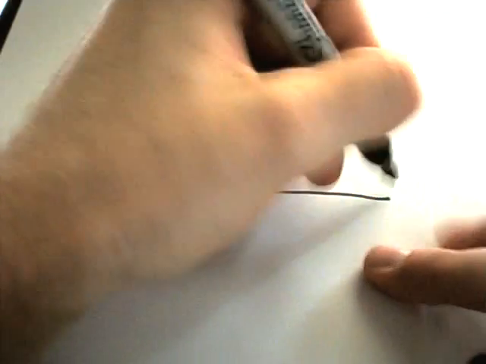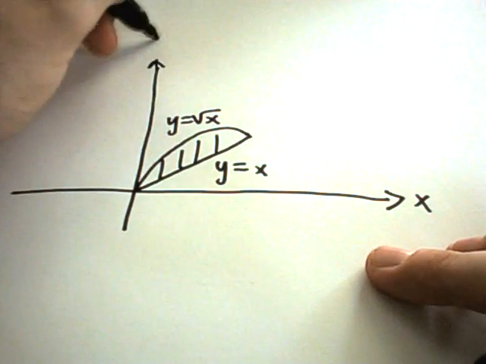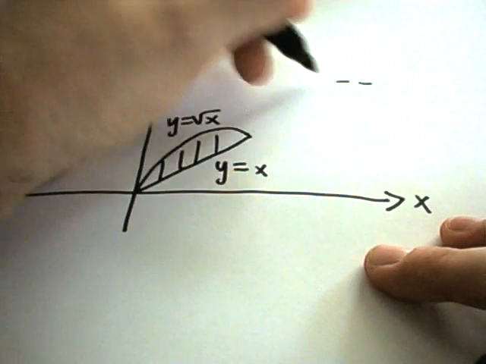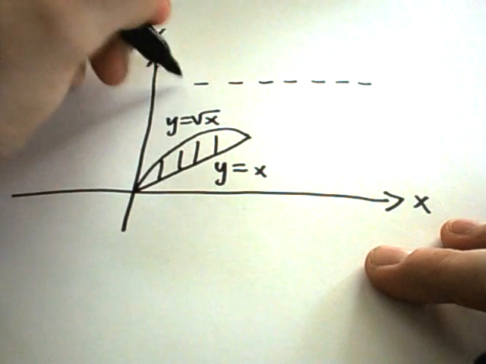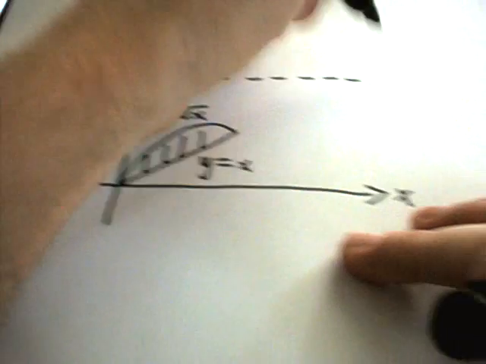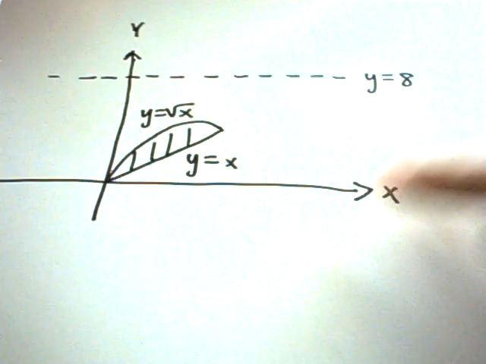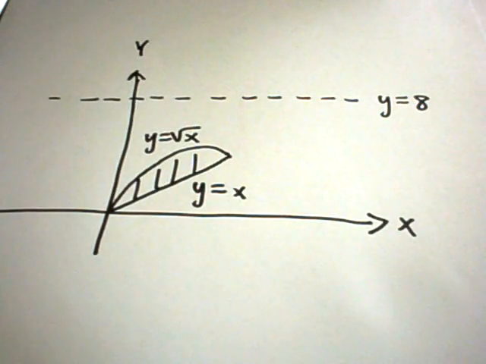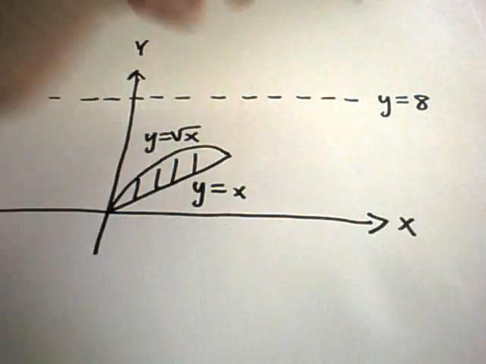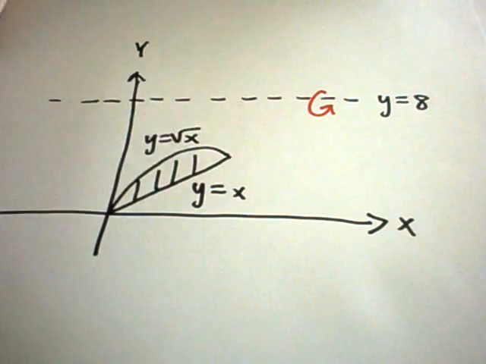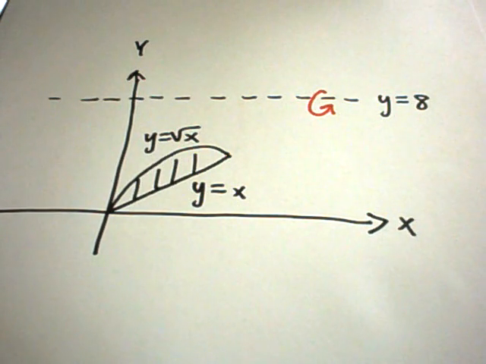And now the region I'm rotating about is going to be above it. So here is the line y equals 8. Okay, and now I'm going to do the same thing. I'm going to think about an outer radius and an inner radius. And this one's, I think, probably the most tricky of all of them.